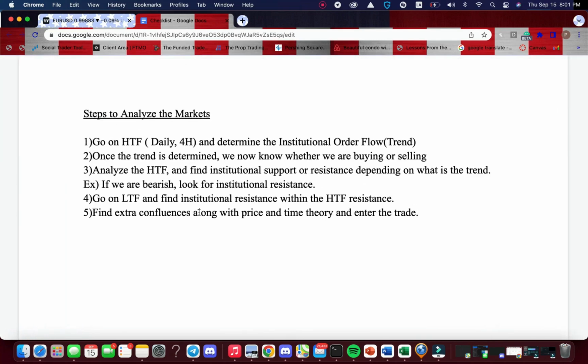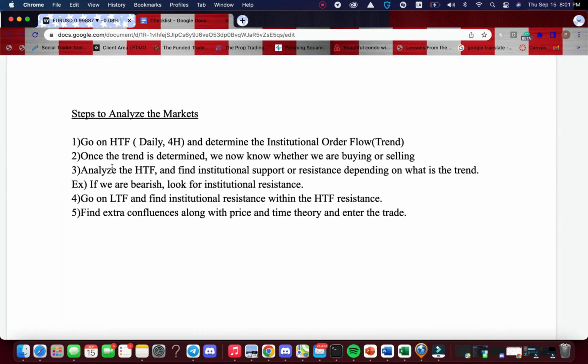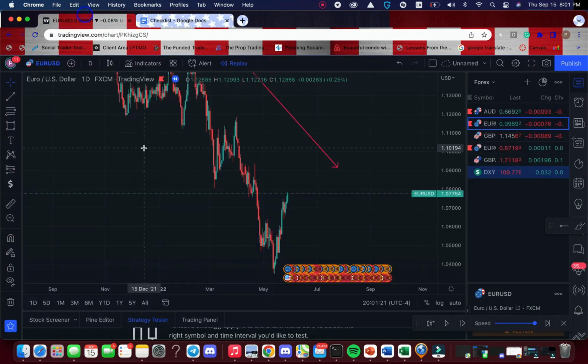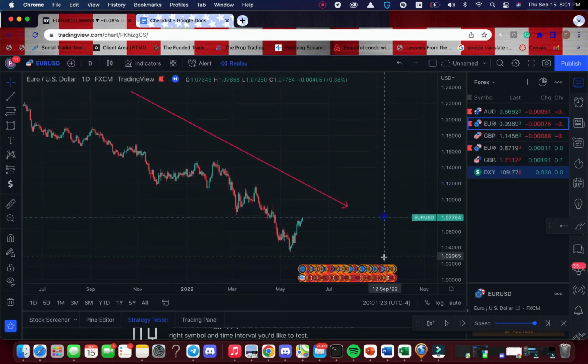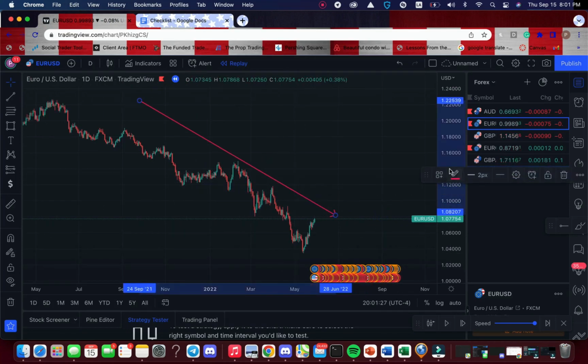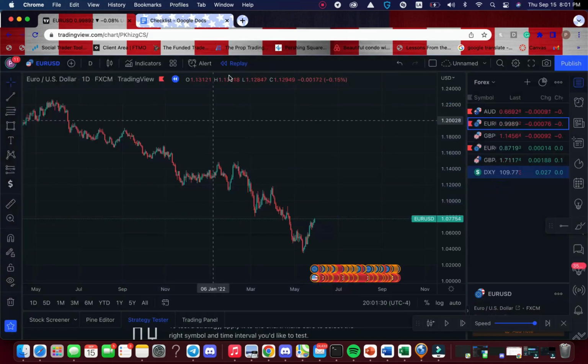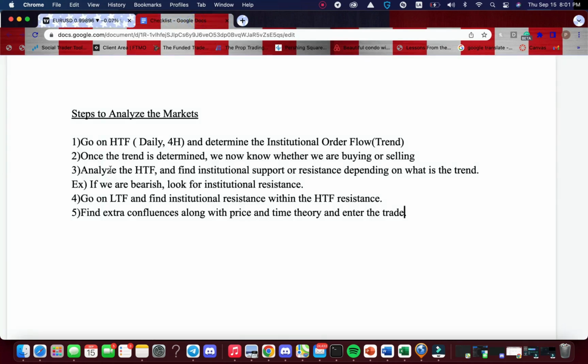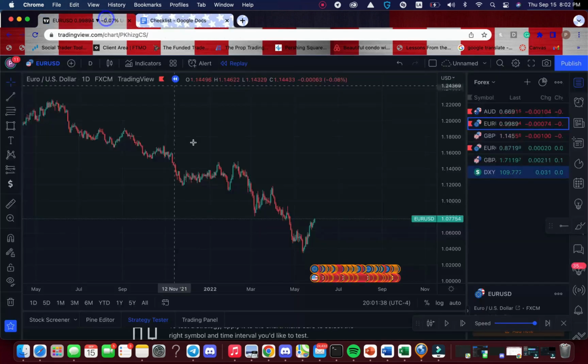So the first step is we have to go on the higher time frame and determine what exactly is the trend, or the institutional order flow as ICT says. So going on EU, we can see that we are definitely in a downtrend. So we are bearish. Once the trend is determined, we know whether we are buying or selling. So now we are looking for sells.